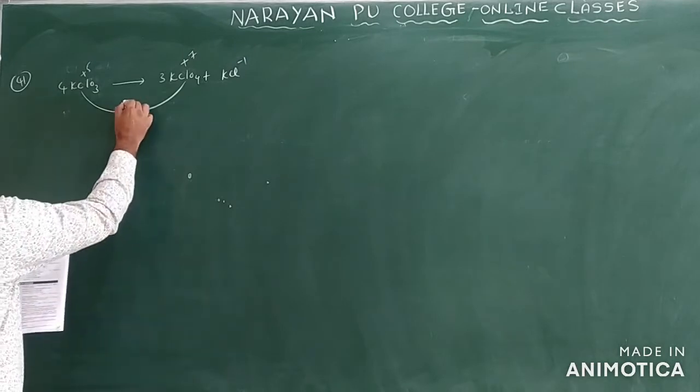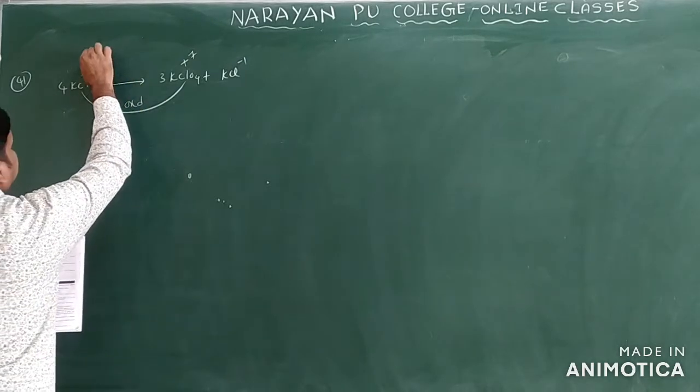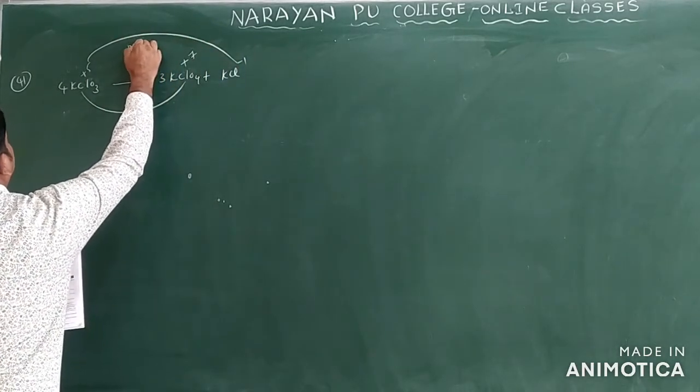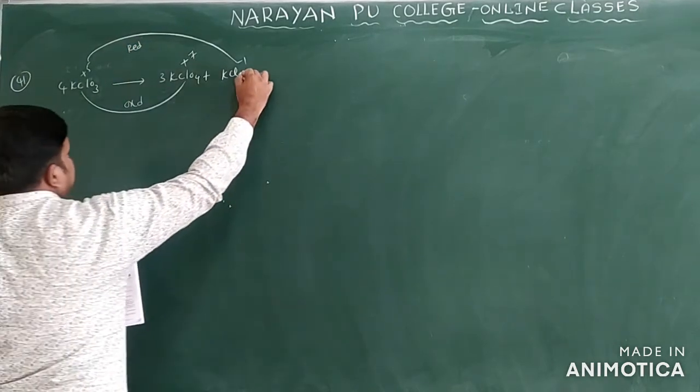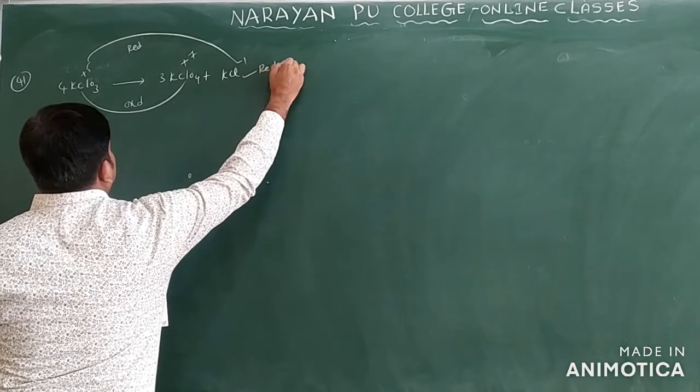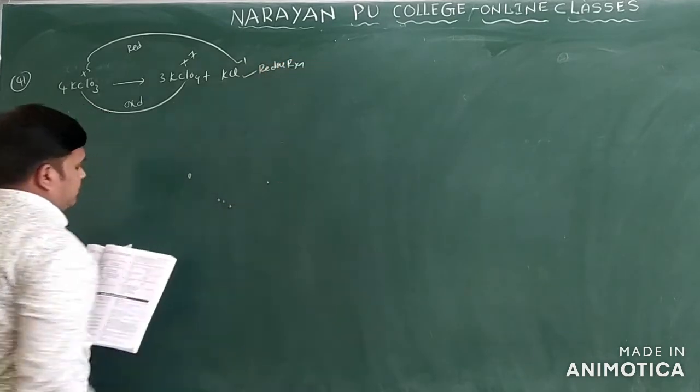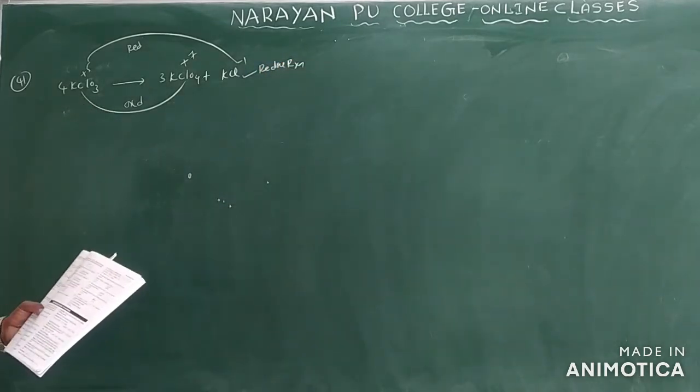Increasing oxidation number. This is called oxidation. Plus 5 to minus 1, decreasing oxidation number. This is called reduction. So what reaction is this? This is a redox reaction. Here change in the valencies is there.